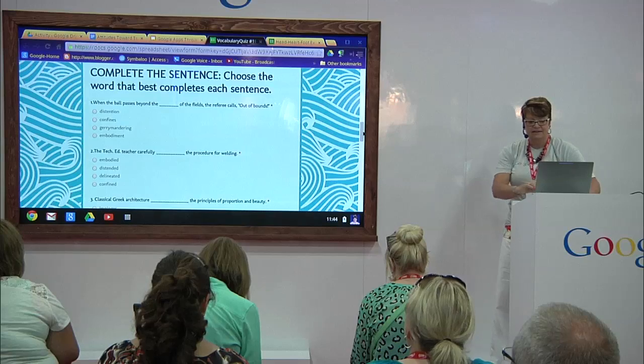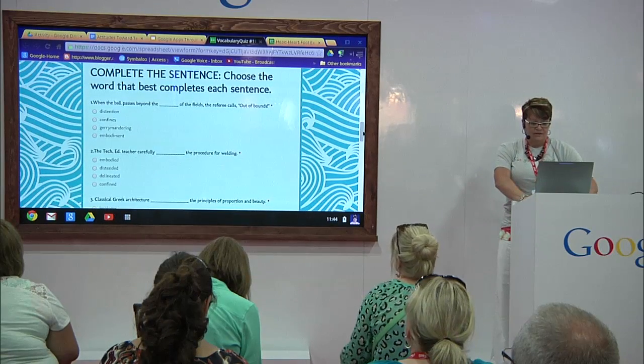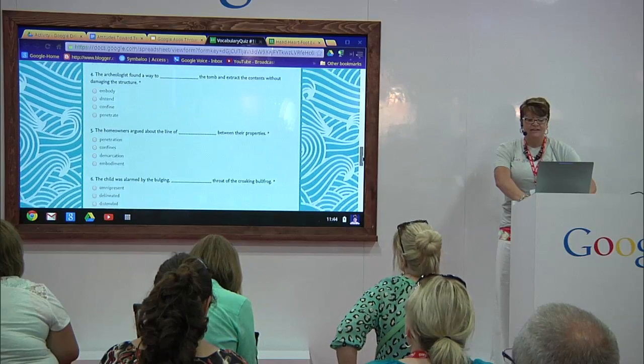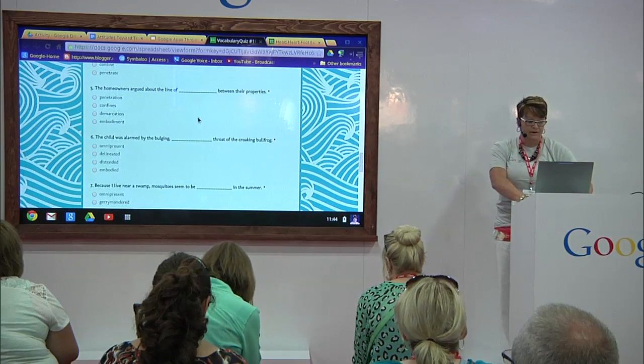But here is the context. Then they choose which word best fits in the sentence. That is a summative assessment. That's what they've learned at the end of that particular vocabulary unit.